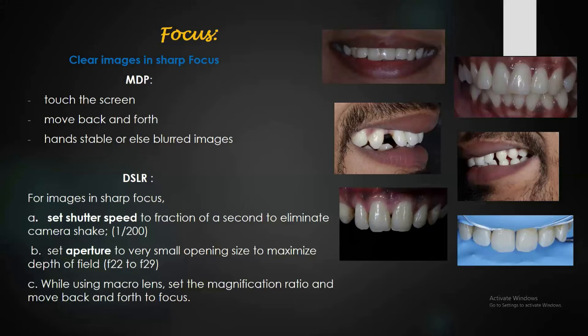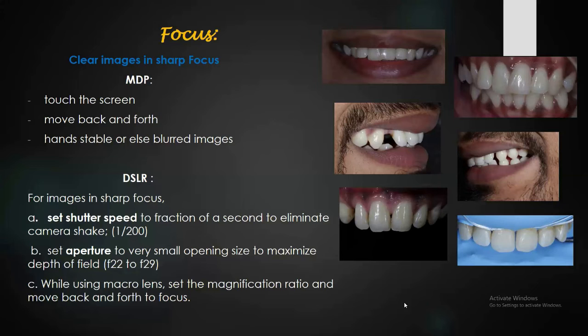It is imperative that you use a macro lens for dental photography. Once you use a macro lens, you set the magnification ratio depending on the photograph. When you're taking the smile picture, you set the magnification ratio of the macro lens to 1:3. When you're taking this anterior aesthetic view, you adjust it to 1:2.